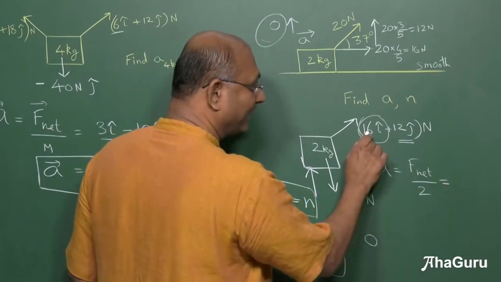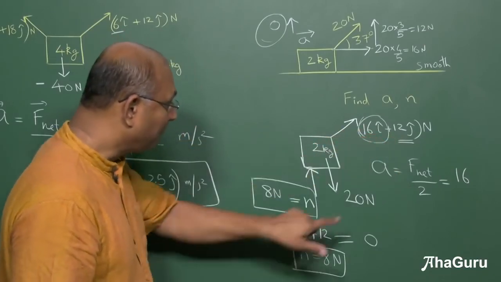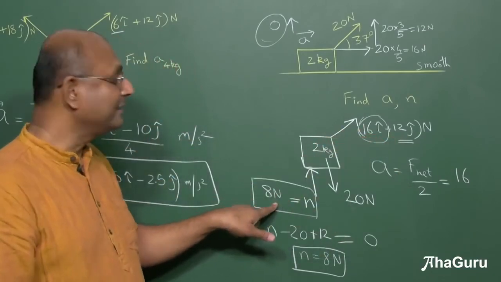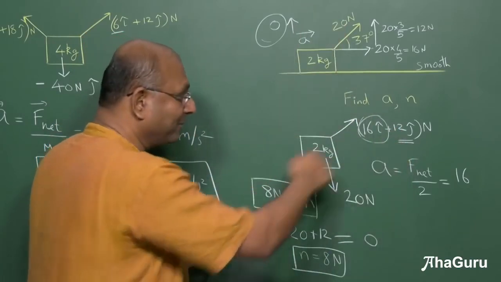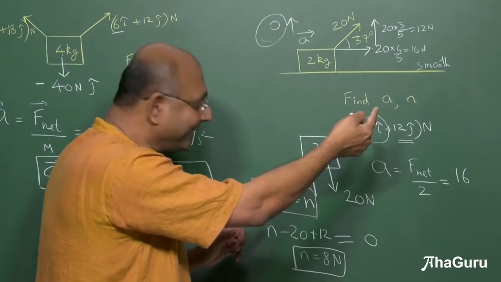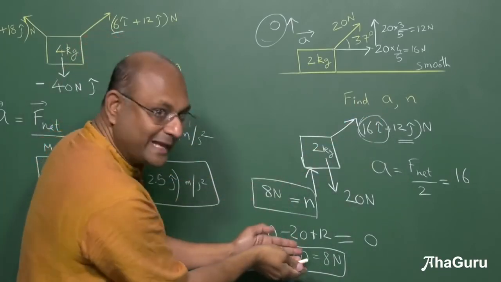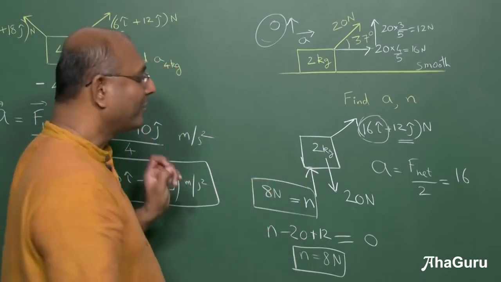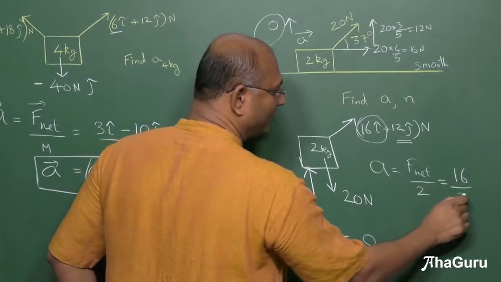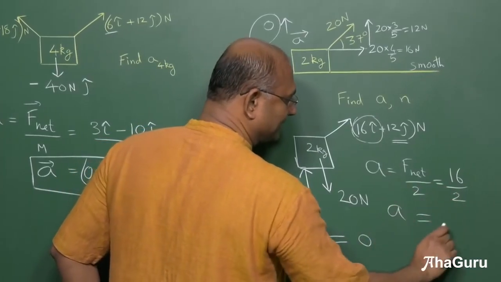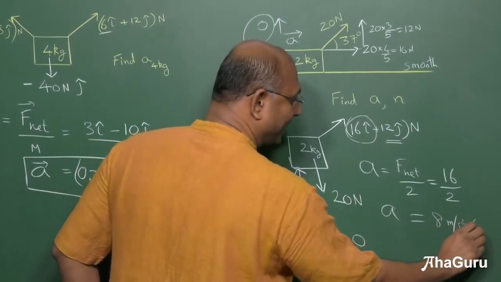Net force now is only 16. How do I know? This plus this plus this plus this is only 16. You see 12 j cap, 8 j cap. How much is 12 j cap plus 8 j cap? 20 j cap minus 20 j cap, 0 j cap. That is what we selected. We made it 0 j cap. Okay. So therefore it is 16. That is the only thing that is remaining, divided by 2. And so therefore acceleration is 8 meters per second square in the I cap direction.